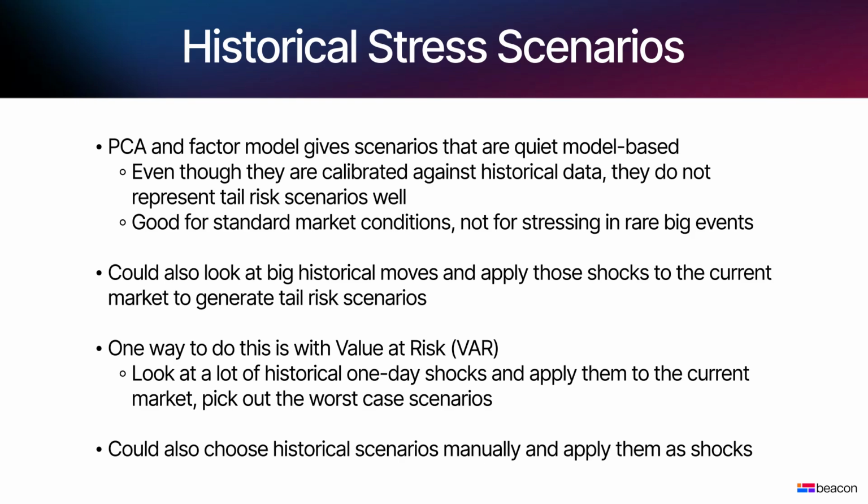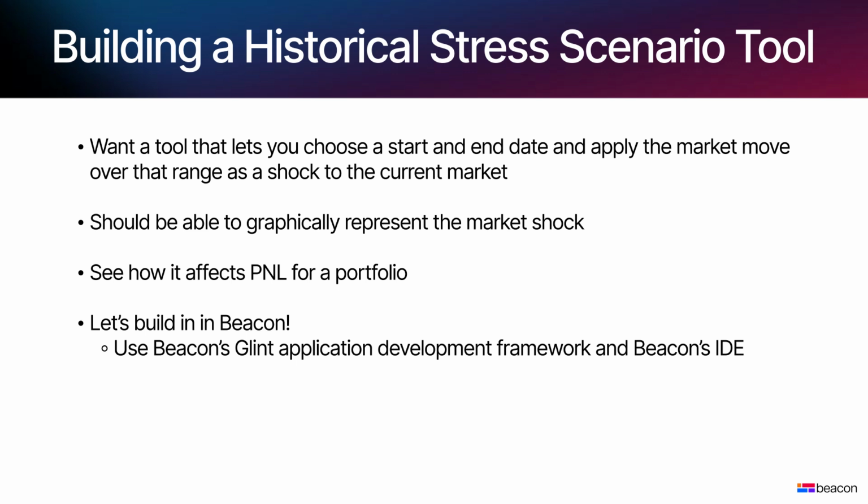Another way to look at tail risk is to pick out particularly interesting big historical moves and apply those to the current portfolio and see what would happen if a similar move occurred today. So let's figure out how we might actually implement this kind of historical scenario analysis in Beacon. What we want is a tool that lets you choose a window for your historical move, like a start and end date, then picks out the curve shock that happened over that range, and then applies that shock to the current market and figures out how much you make or lose.